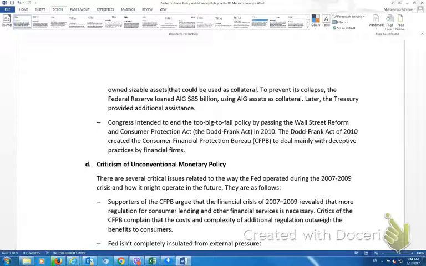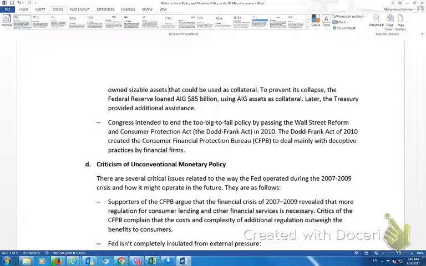If you remember, in recent times there was a financial malpractice by Wells Fargo Bank, and as a result of the financial malpractice, they were fined a very hefty amount of money, and this was basically done by the Consumer Financial Protection Bureau. Okay, so that's basically the discussion about the unconventional monetary policy by the Fed.